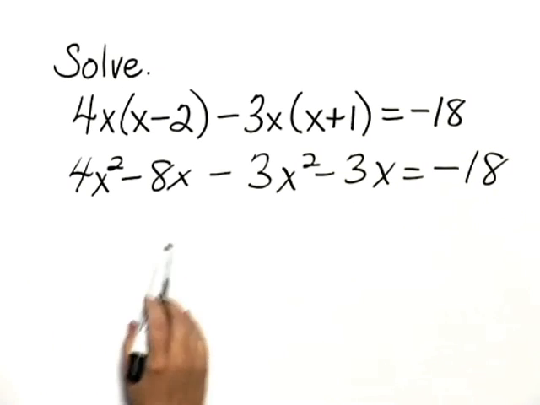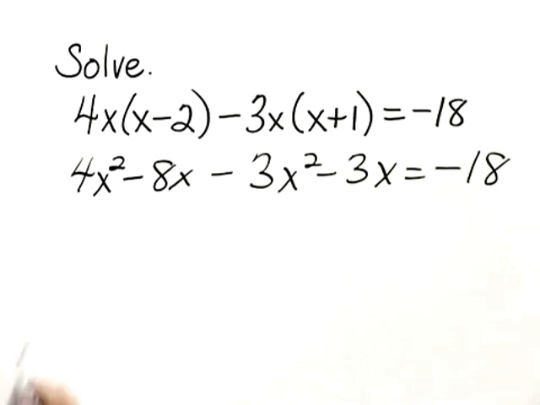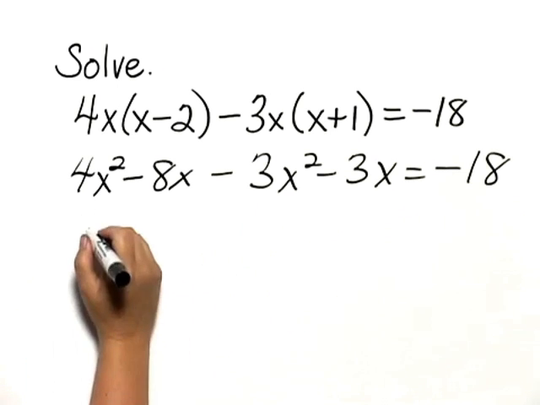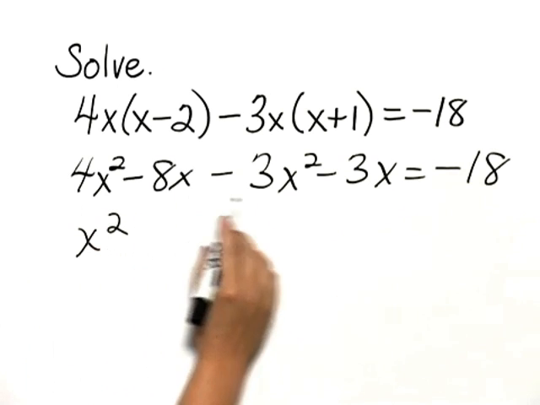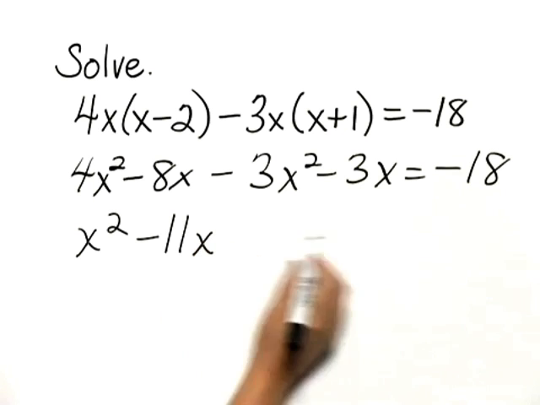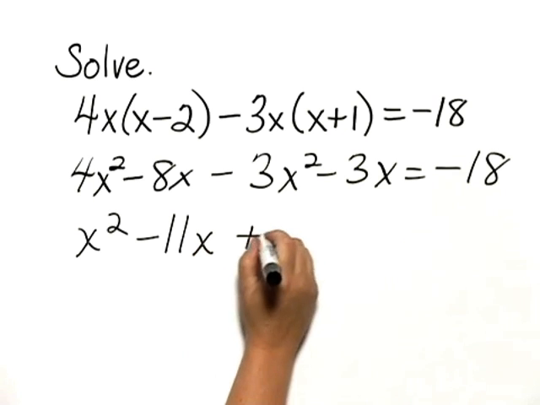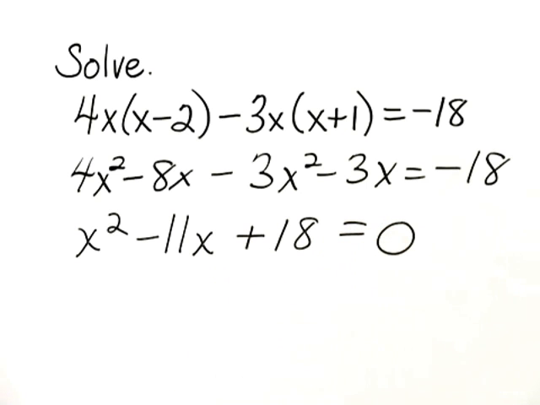Let's simplify, and since we're going to have an x squared term, we'll get a 0 on one side of the equation as well. 4x squared minus 3x squared is x squared. Minus 8x minus 3x is minus 11x. And then we'll add 18 to both sides, and it gives us plus 18 equals 0.